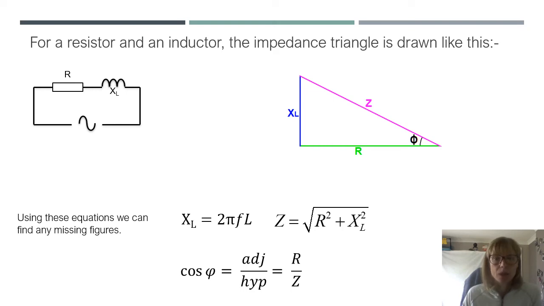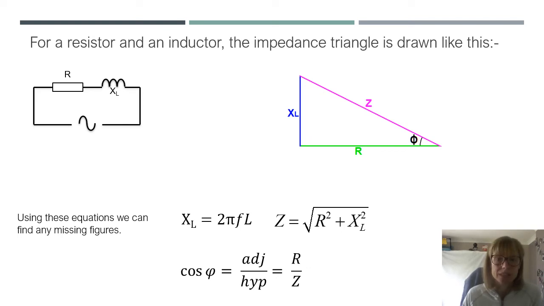Using all of these equations, we can find these missing figures. Okay, and we're going to move on to an example that's going to show us that. In this equation at the bottom I've introduced cos phi, which is the phase angle, as you know here. Cos phi is also the power factor in the circuit, so it's a measure of how efficient that circuit is.